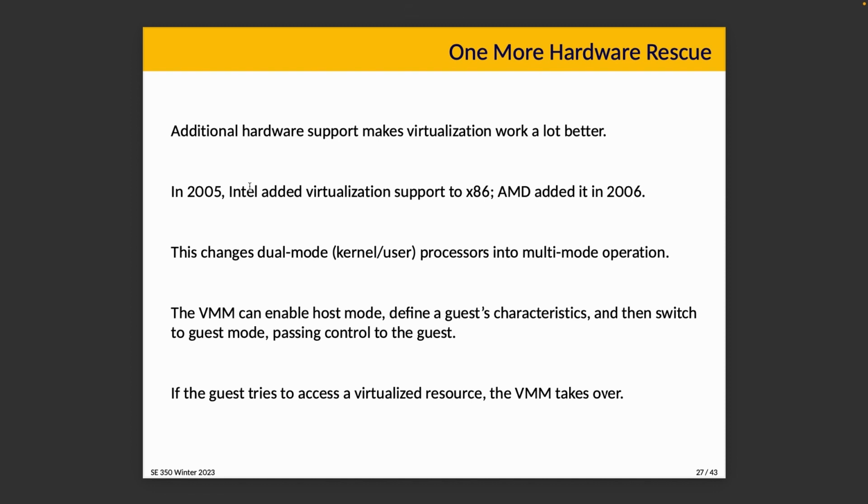So additional hardware support obviously helps, and it does make virtualization work a lot better than it would have. In 2005, Intel added some virtualization support to their x86 chips, and AMD did the same the year following, changing, as I said, this idea of dual mode kernel and user processors into multi-mode operation, which allows for just more options. If the guest tries to access a virtualized resource, then the virtual machine manager can take a look at that. And the virtual machine manager can do lots of stuff: enable host mode, define guest characteristics, switch to guest mode. All of it really makes things much, much faster.